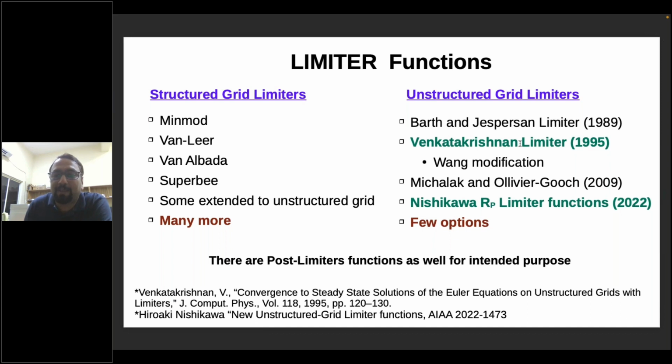But these limiters were limited to second order schemes, and later on the Michalak-Gooch limiter came in 2009, which worked up to a fourth order accurate scheme. And recently, the Nishikawa limiter in 2022. You can see big gaps of 5, 10, 10 years. I'll come to what these limiter functions are. And then, of course, there are some post-limiter functions. They will totally disable the limiting in smooth regions.